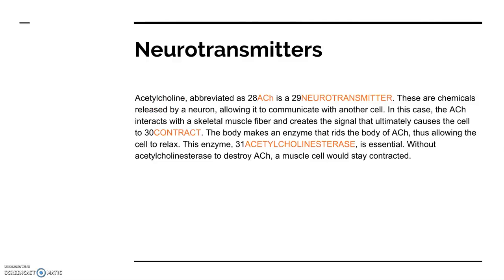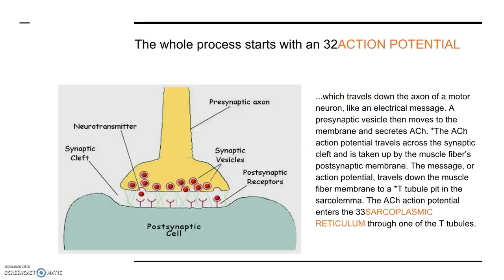Acetylcholine, which is abbreviated, thank goodness, ACH, is a neurotransmitter. These are chemicals released by the neuron, allowing it to communicate with other cells. In this case, the ACH interacts with the skeletal muscle fiber, and it creates a signal that ultimately causes the cell to contract. The body makes an enzyme to get rid of ACH, thus allowing your cell to relax. This enzyme has a big long name called acetylcholinesterase, and it is essential. Without acetylcholinesterase to destroy ACH, a muscle cell would stay contracted maybe forever.